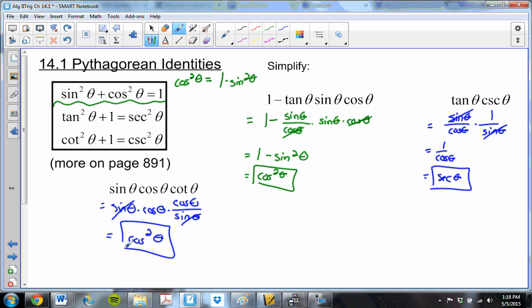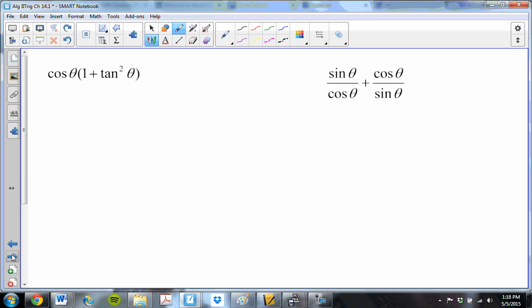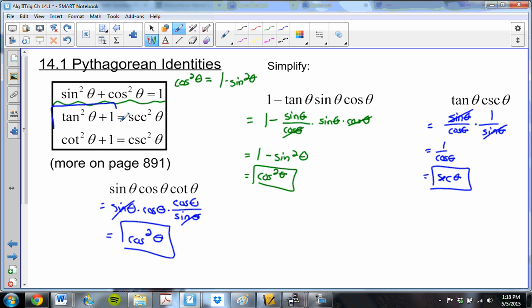This is pretty basic and pretty intro. You're just taking sines and cosines out of tangents, and every once in a while finding a Pythag thing somewhere. They'll get a bit more complicated. This isn't much more complicated, but 1 plus tan squared, right here, cosine theta times 1 plus tan squared. I know that 1 plus tan squared equals secant squared.